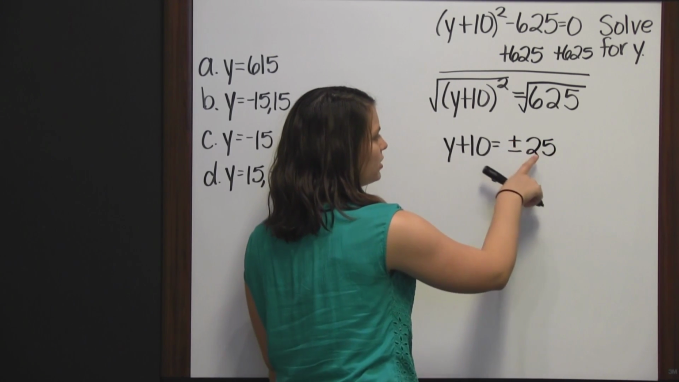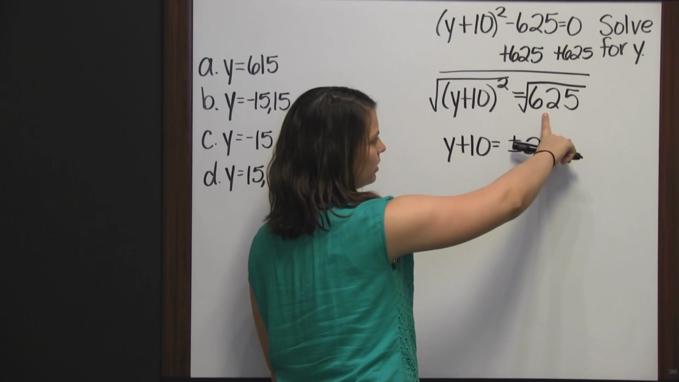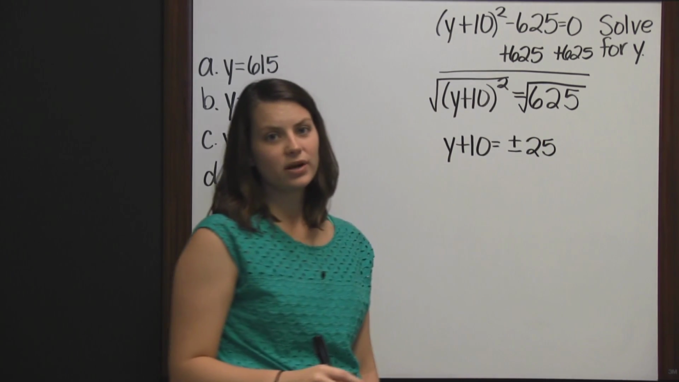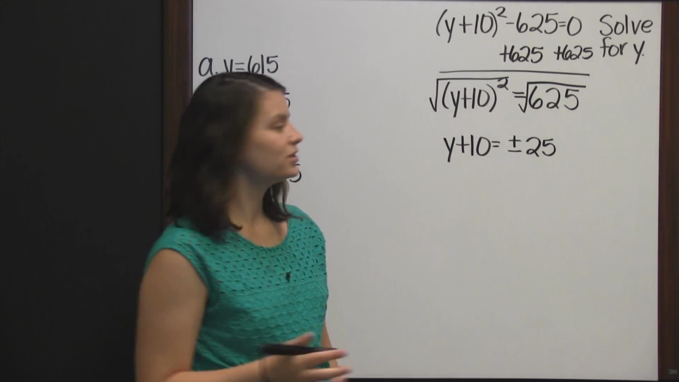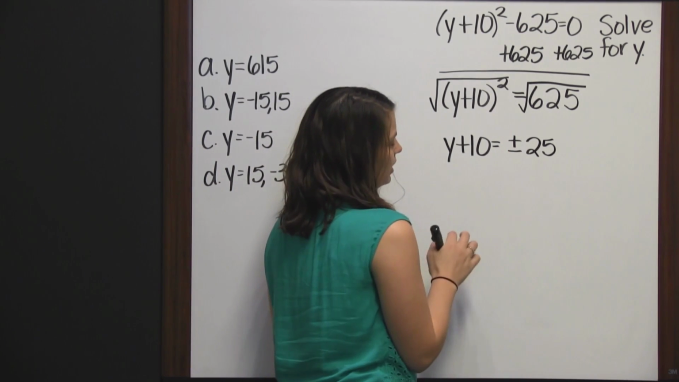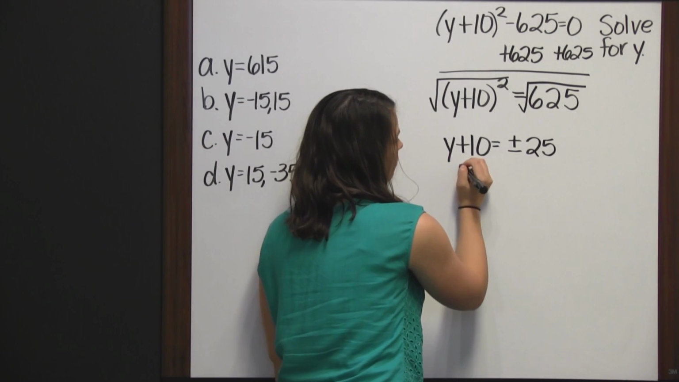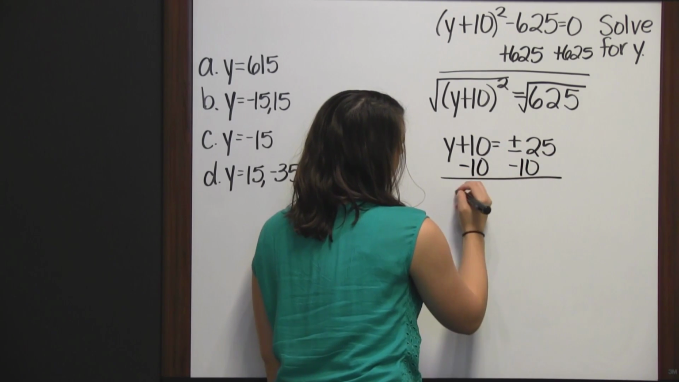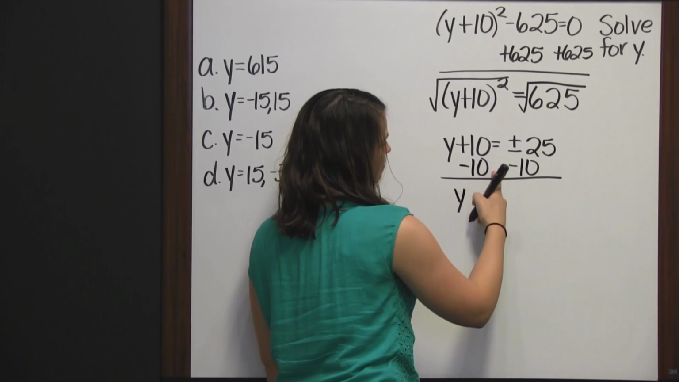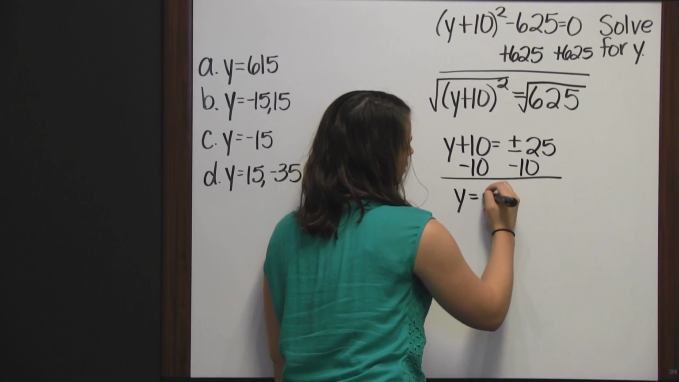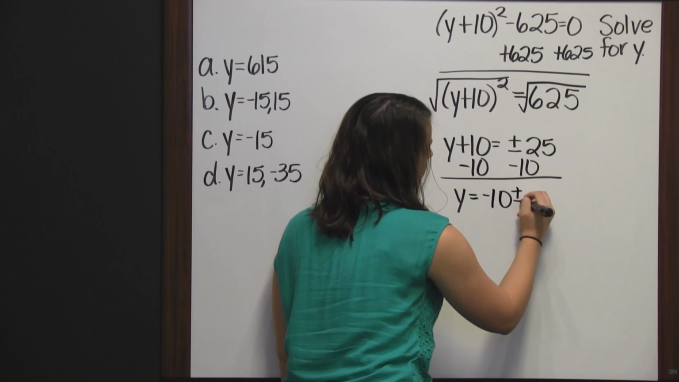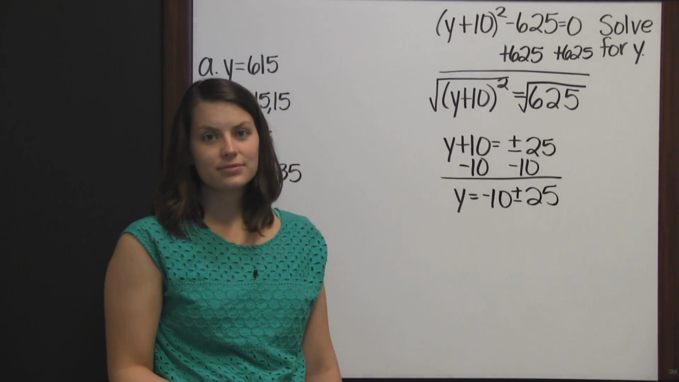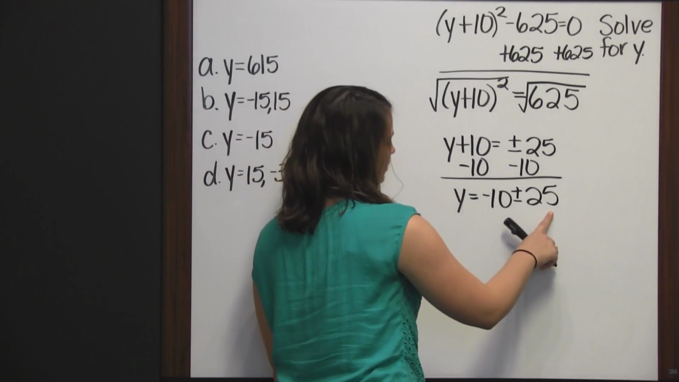And that's because a positive 25 squared would give me 625, but also a negative 25 squared would give me 625. So we really have two answers there. So we write it with a plus or minus. And finally, to solve for y, we need to subtract 10 from both sides. So we have y plus 10 minus 10 is 0, so equals negative 10 plus or minus 25. We have two answers, and to find them, we just need to simplify.